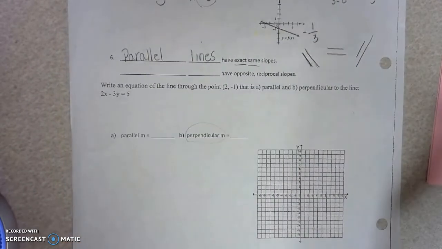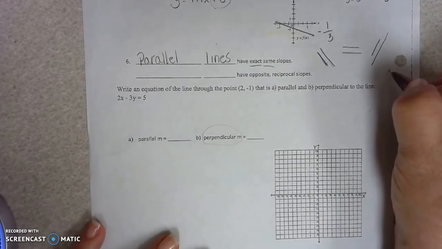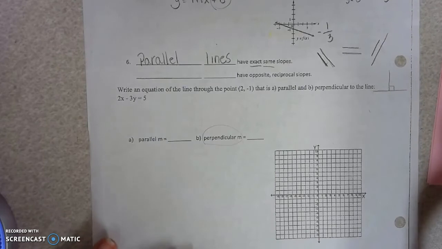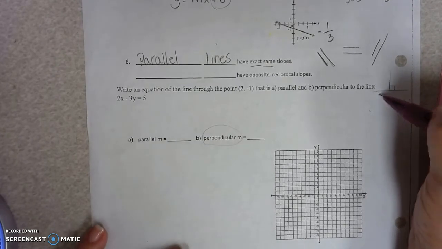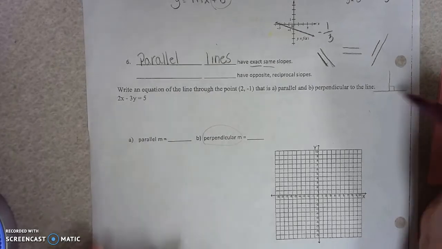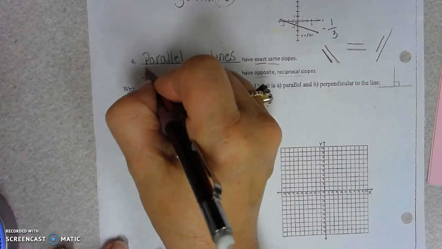Perpendicular, for those of you who may not remember, perpendicular lines intersect and form 90-degree angles. So obviously their slopes are not going to be the same, but you can tell what they are. They have opposite reciprocal slopes.